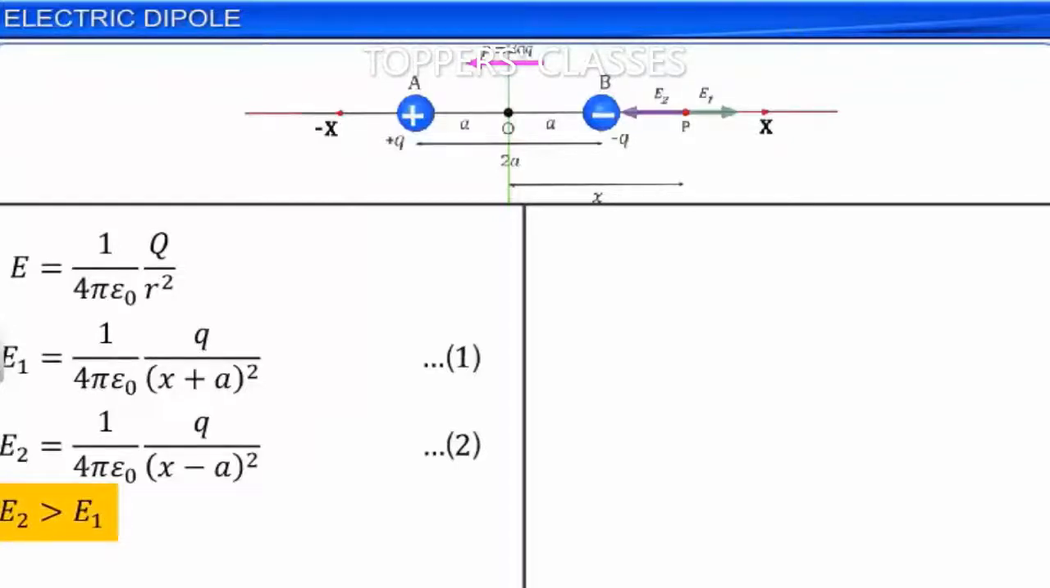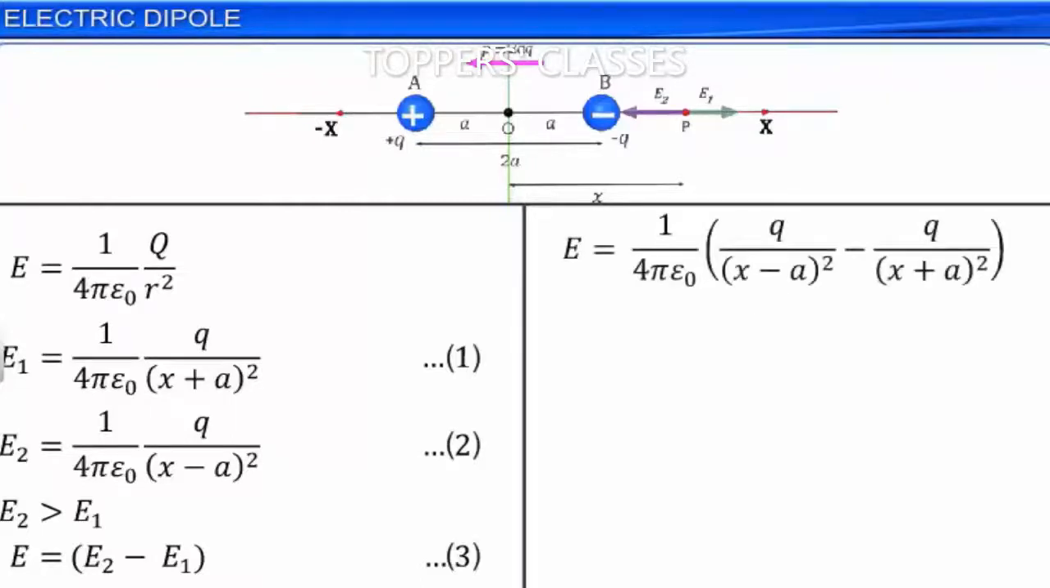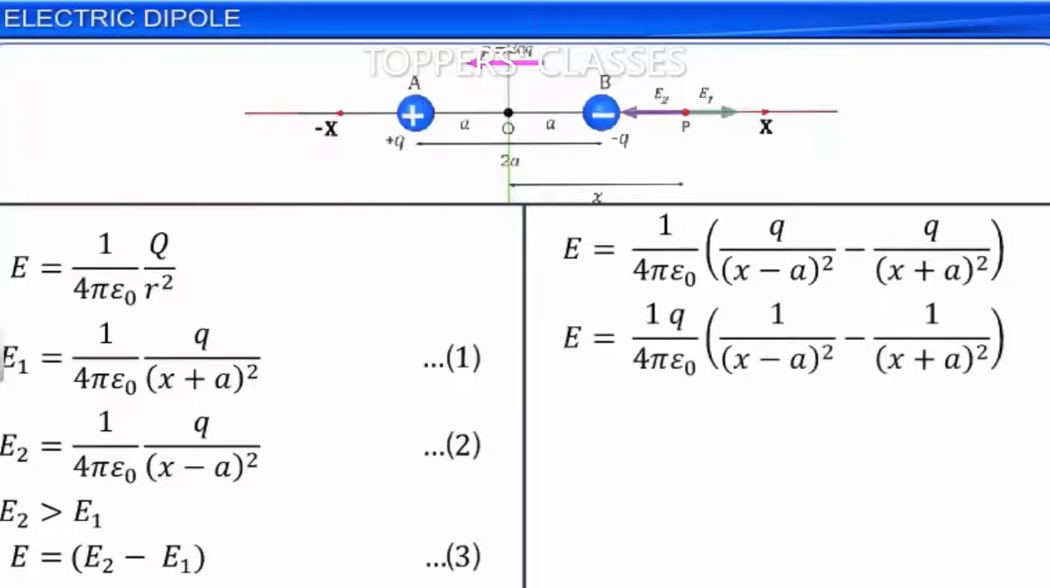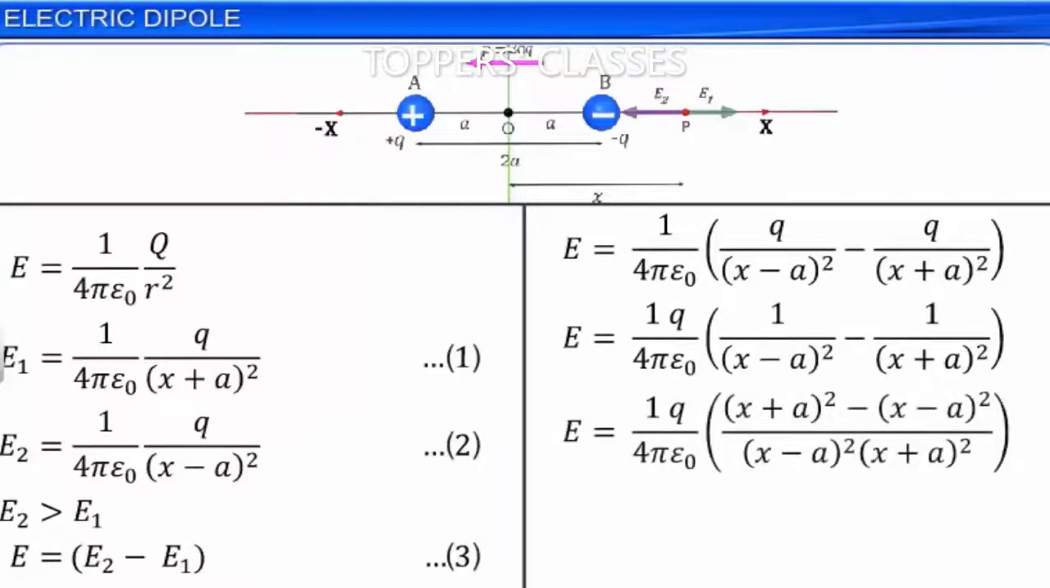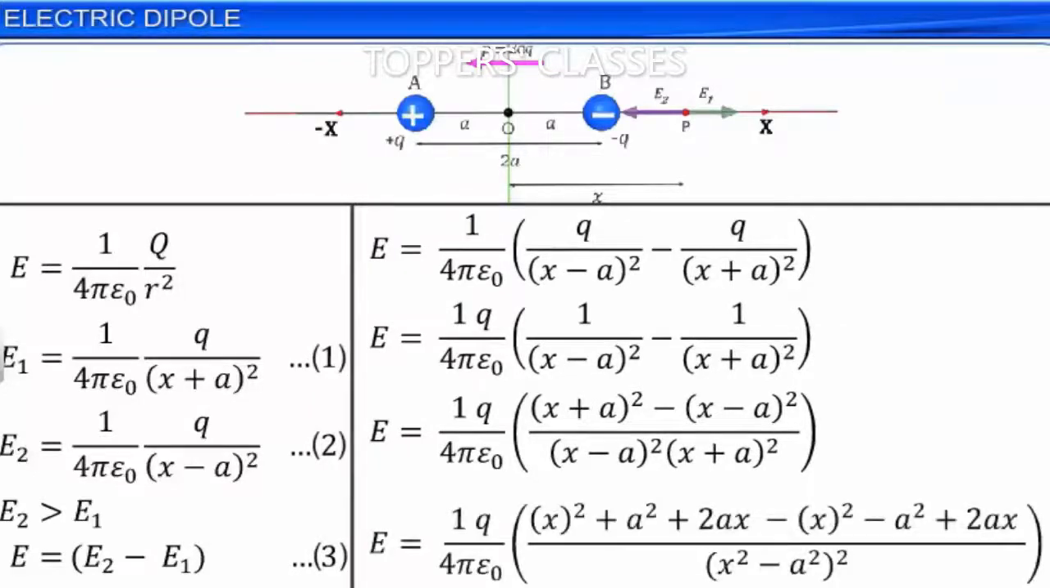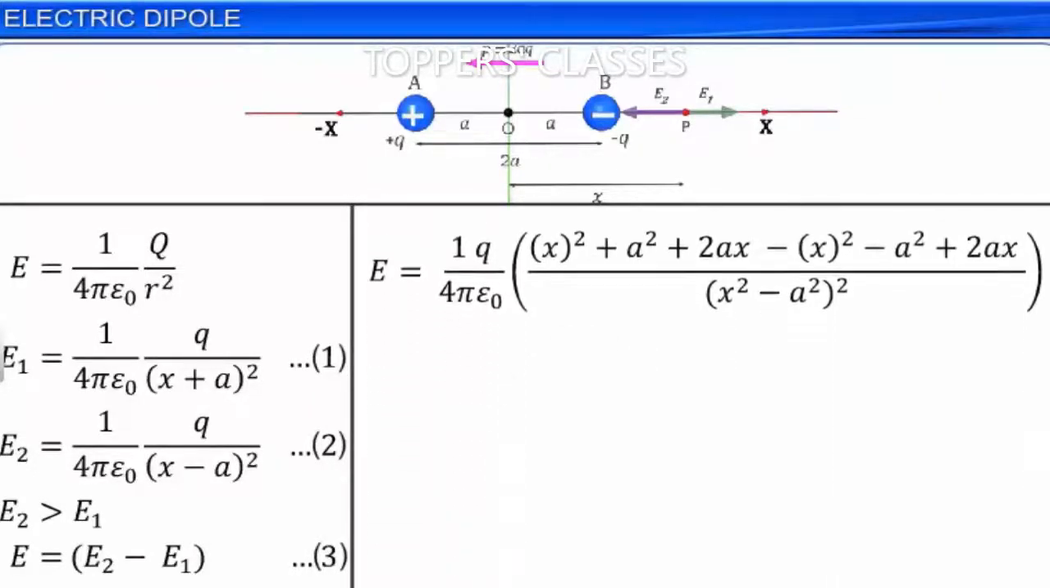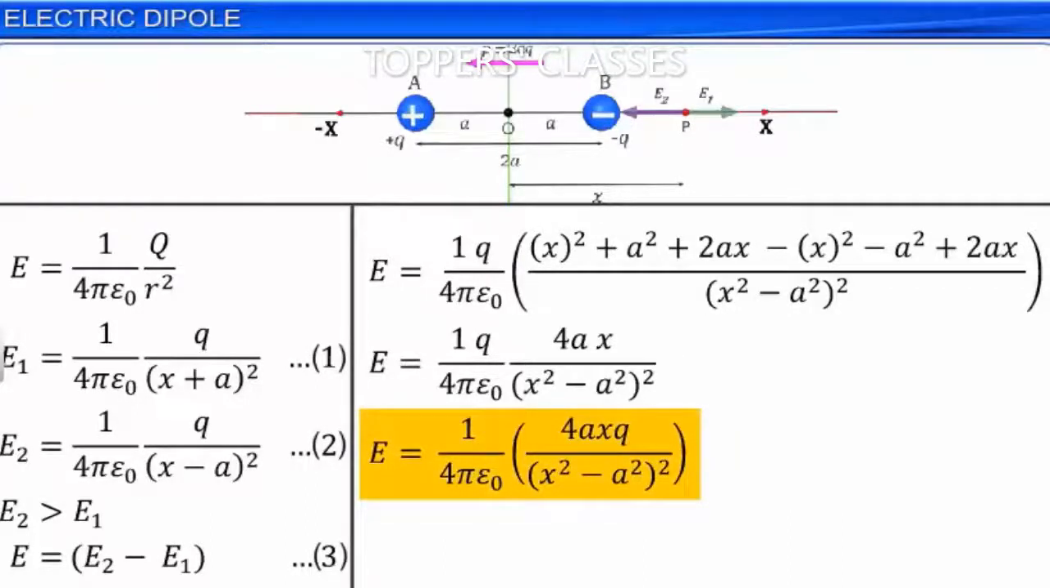Hence, the magnitude of the resultant electric field strength E at the point P is equal to E2 minus E1. Let this be equation 3. The direction of the resultant field strength at the point is in the direction of E2. Substituting the values of E2 and E1 and simplifying, we get the expression for the electric field strength E is equal to 1 by 4 pi epsilon naught into 4aqx by (x square minus a square) whole square. Let this be equation 4.